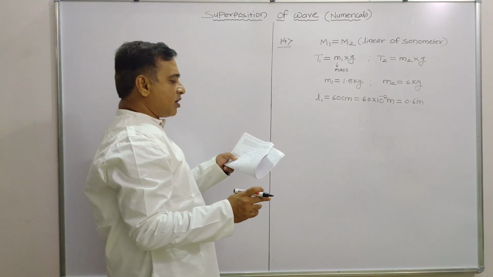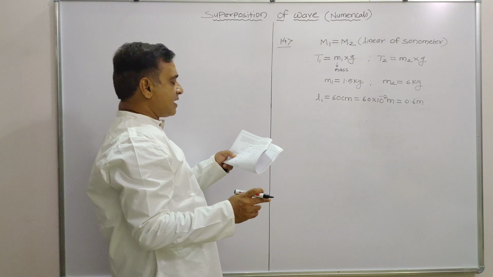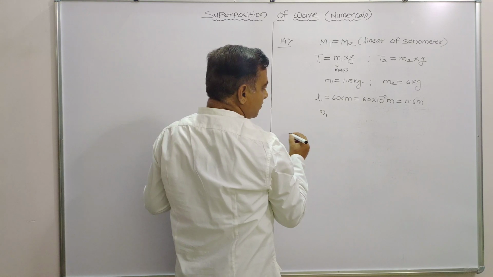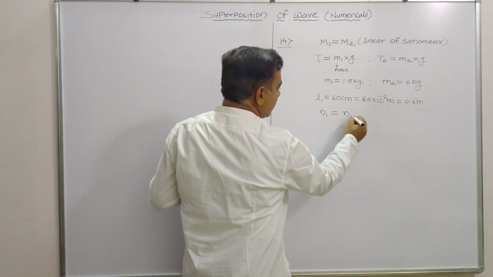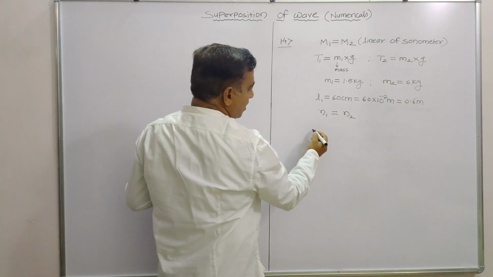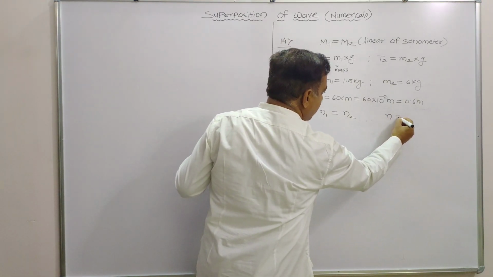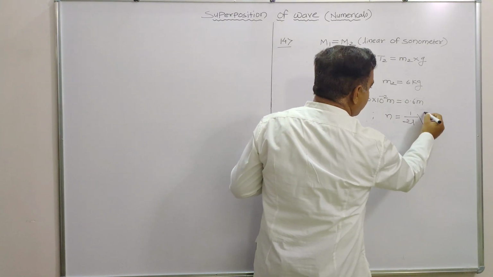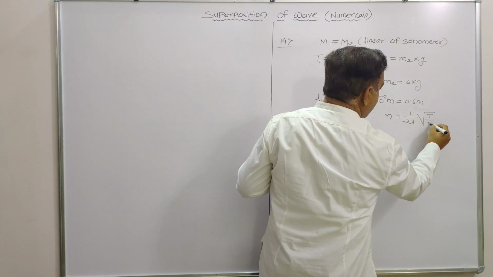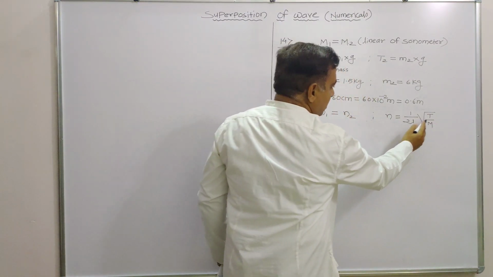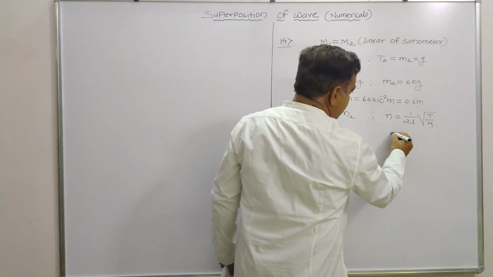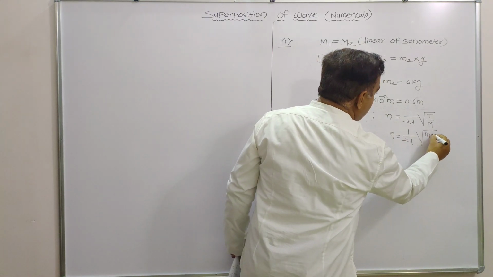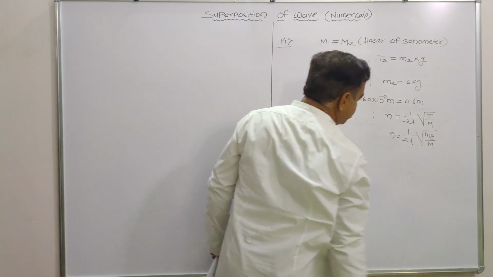And its fundamental frequency of vibration is the same as that of the second wire. If N1 is the fundamental frequency of the first and N2 is that of the second, both are equal. The basic formula for the fundamental frequency is N is equal to 1 upon 2L under root of T upon M, where L is the length and T is the tension. In modified form, that is 1 upon 2L under root of M into G upon capital M.